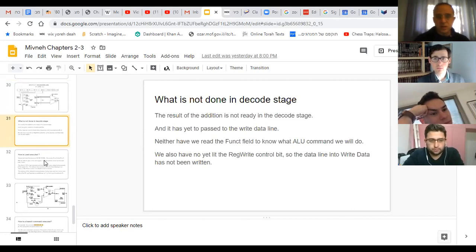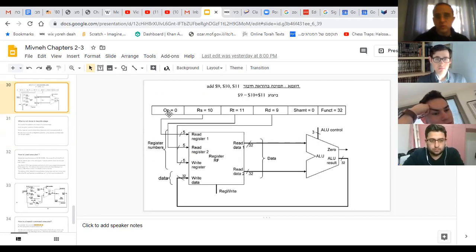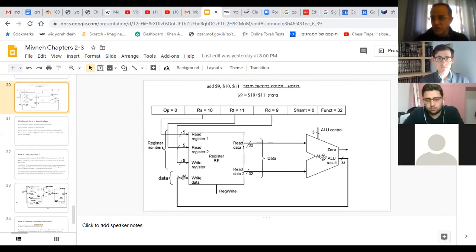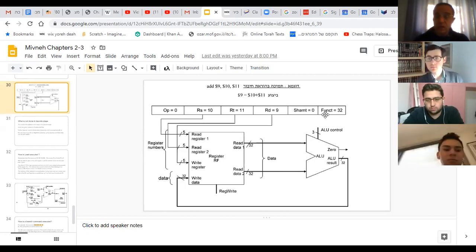In this we said, he says, neither have we read the function field to know what ALU command to do. In other words, at this point the controller has looked at this and knows that it's an R type because it sees a 0 here. Whatever R type it is, it's going to take this register and this register and this register and put them in. But to decide what to do in the ALU, it has to look at the function field. Does he want subtraction or addition? If it's subtraction, it'll be a different number in function than addition. There are a lot of possibilities. Whatever he wants, the function is going to be connected to the ALU.